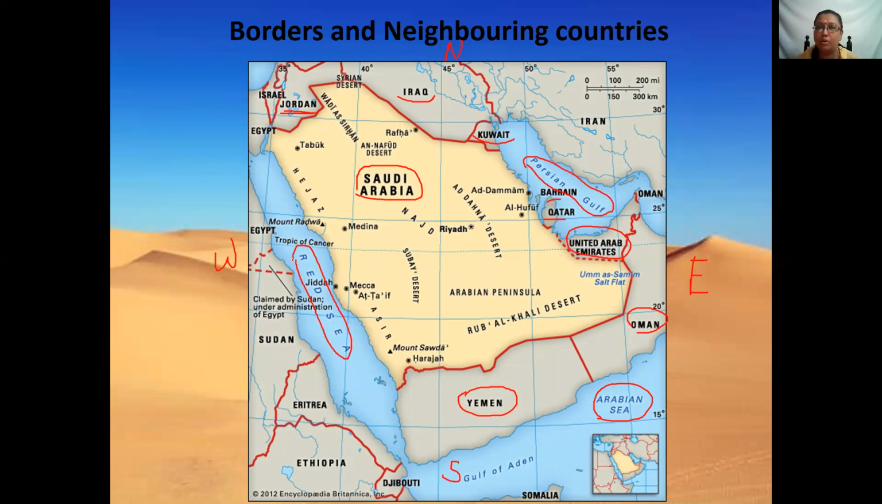Let us quickly recall. On the north direction, we have Jordan, Iraq and Kuwait. And on the south, we have Yemen, Oman, and Arabian Sea. On the east, we have UAE, Qatar, Bahrain, and Persian Gulf. And on the west side, we have the Red Sea.